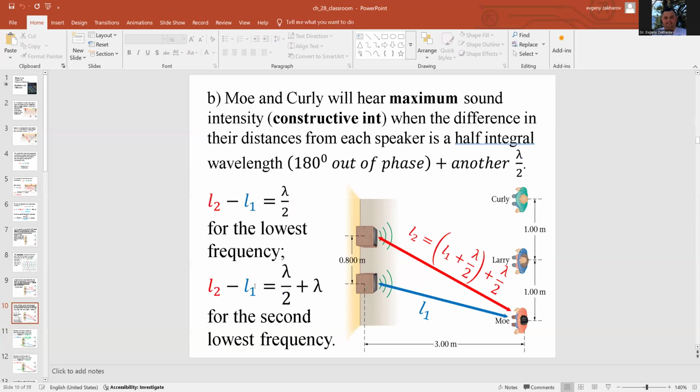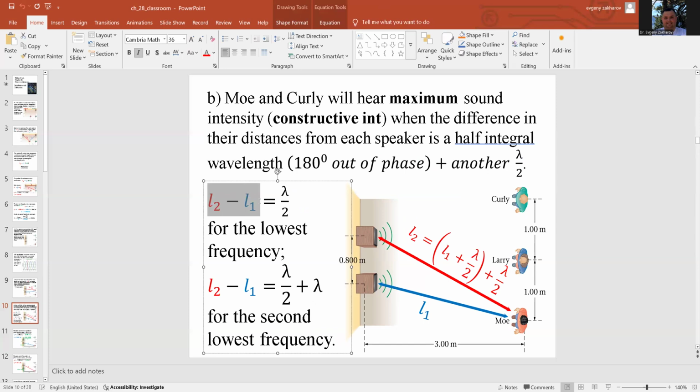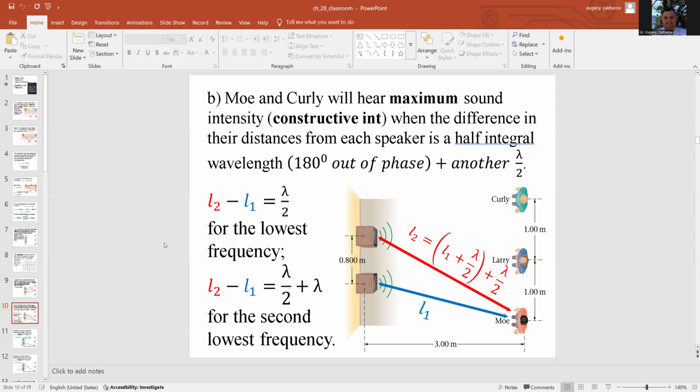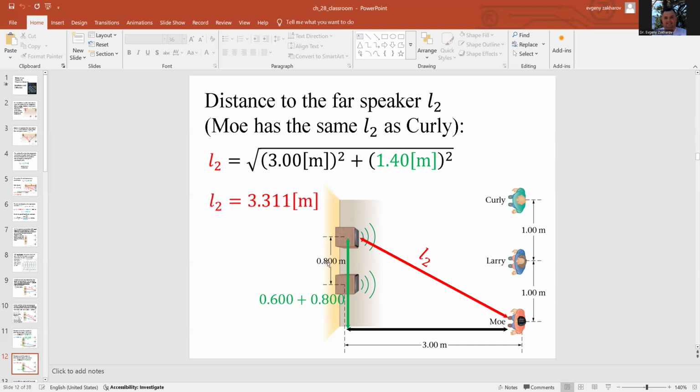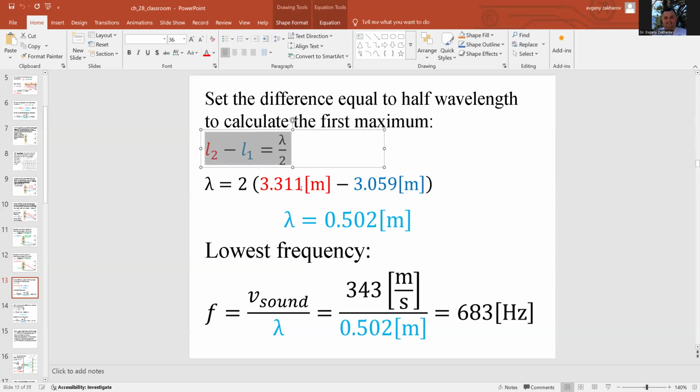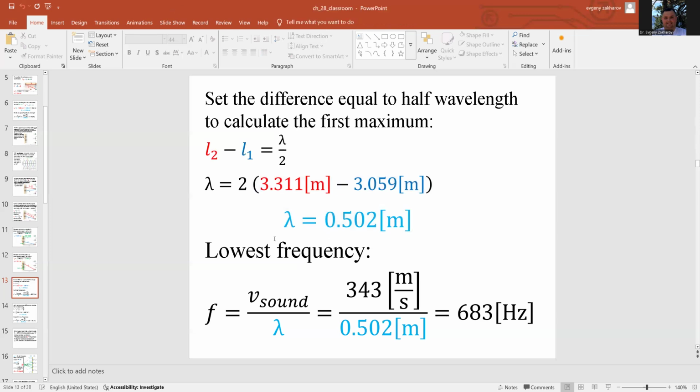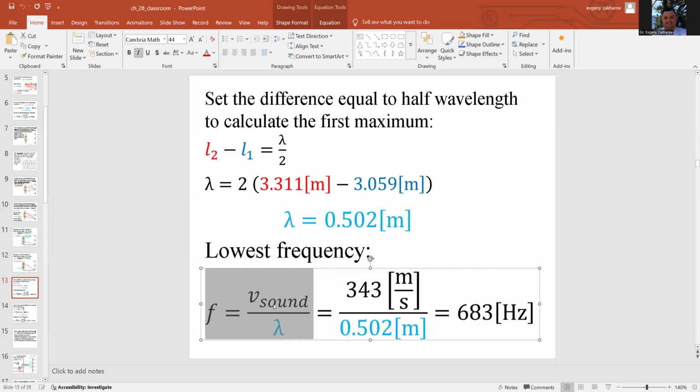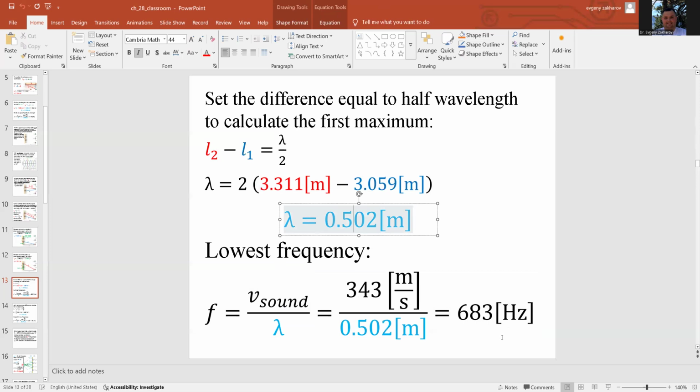And following the condition that the distance between L sub 2 and L sub 1 is lambda over 2, you solve for it. So set the difference to half wavelength, and the first maximum is whatever that is, it's 0.502 meters. And for the frequency, it's your connection between the speed of sound and the particular wavelength. That gives you 683 hertz.